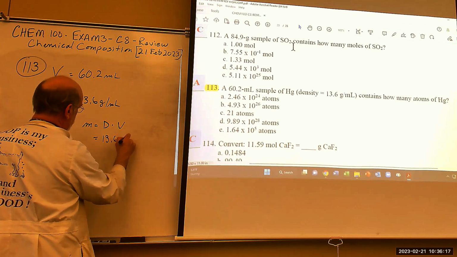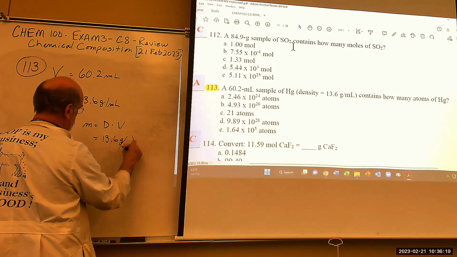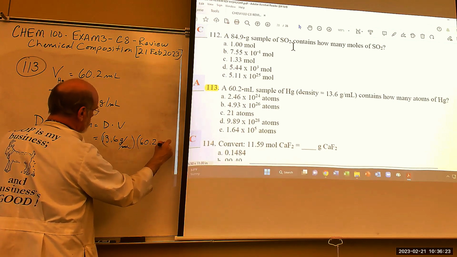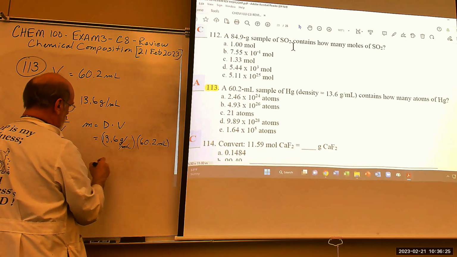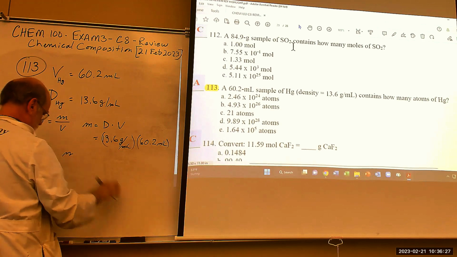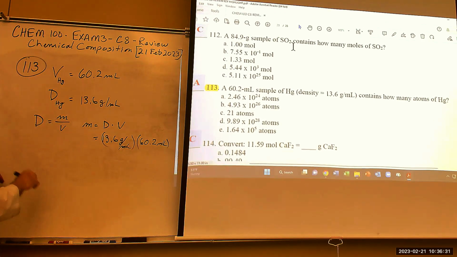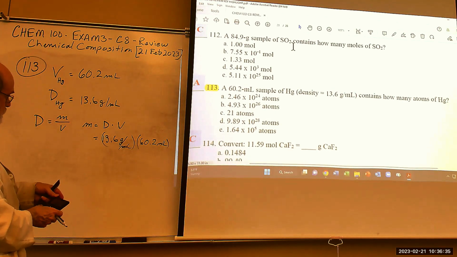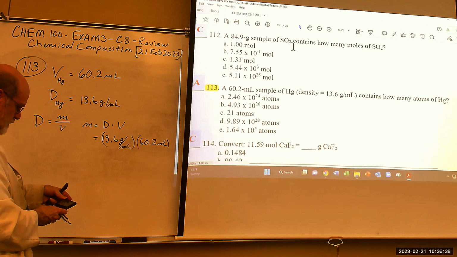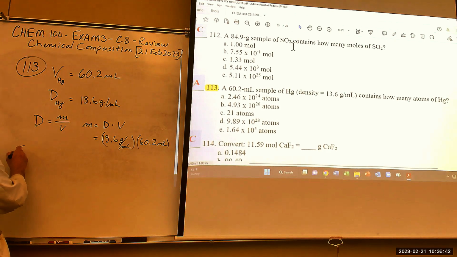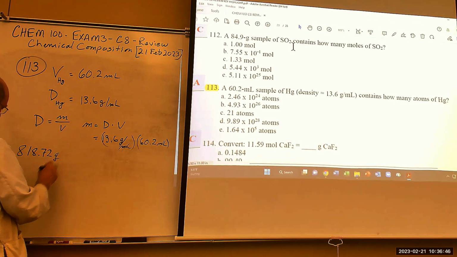13.6 grams per milliliter times 60.2 milliliters. Right? Milliliters cancel. And the mass, let's put the mass over here. The mass equals 13.6 times 60.2, which is 818.72 grams.